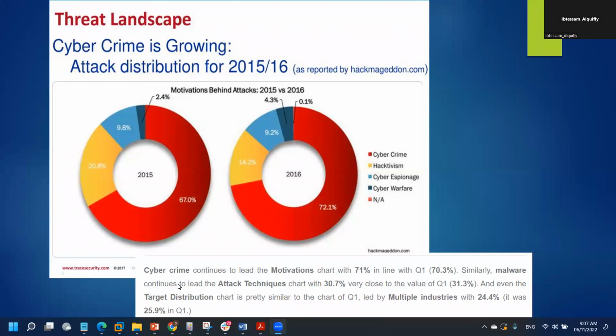Malware continues to lead the attack techniques chart with 30%, close to the value of Q. So malware is still the most favorite way to attack, operating from the dark without interacting with the system. Once they infect a machine with one of these malware, they can just wait for it to do its job, and then maybe do a whole ransom attack against one of these networks, and then gain a lot of money out of it.